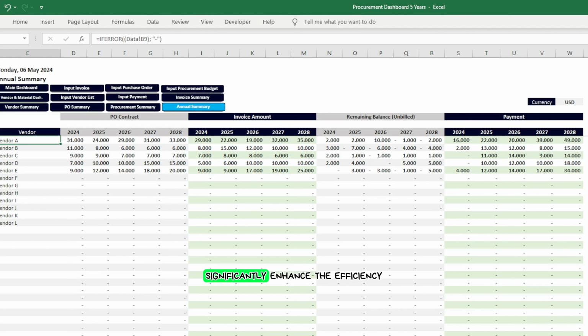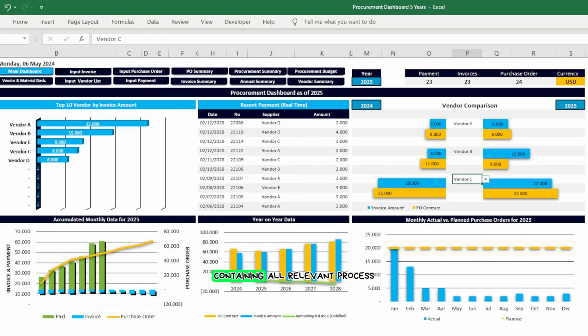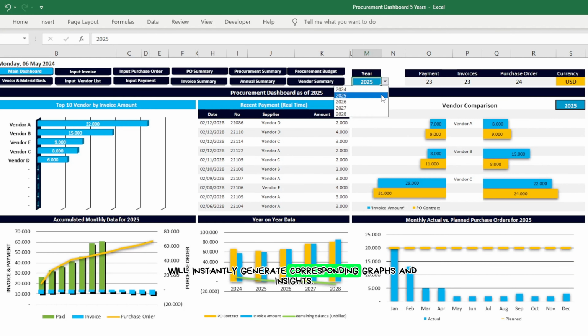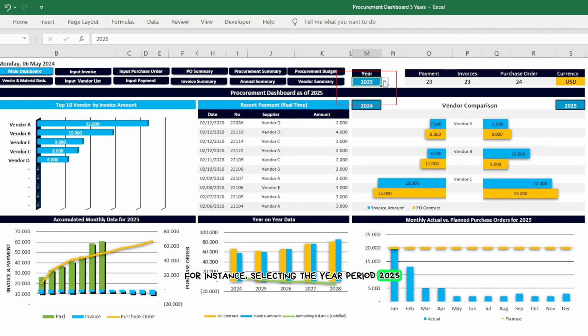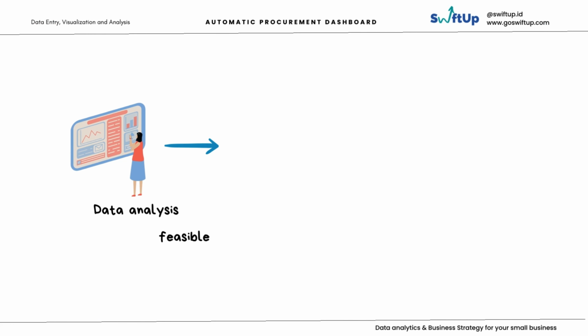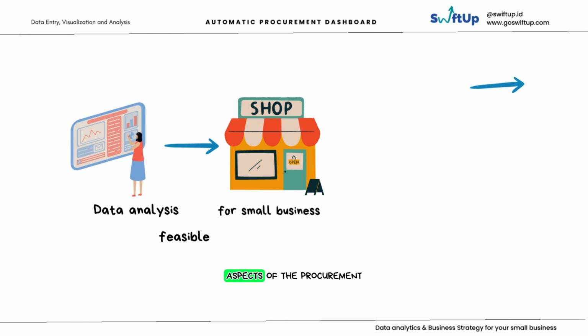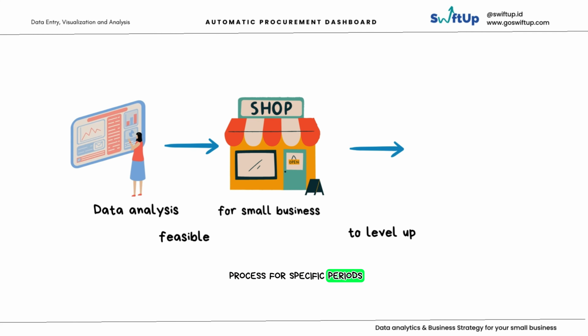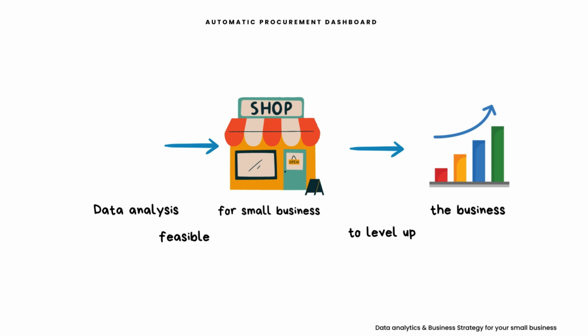This step significantly enhances the efficiency of the business procurement process by automating the generation of interactive real-time dashboard containing all relevant process-related data. Business owners can select the desired year period for analysis, and the dashboard will instantly generate corresponding graphs and insights. For instance, selecting the period 2025 will prompt automatic graph generation. Even for small or newly established business, data analysis becomes visible, enabling insight into both general and detailed aspects of the procurement process for specific periods or across multiple periods.